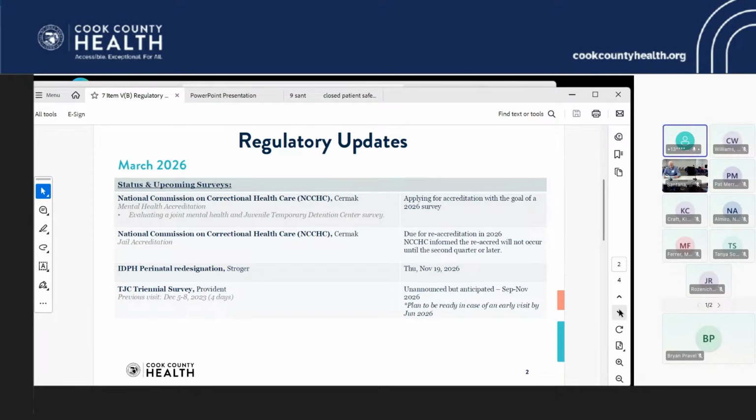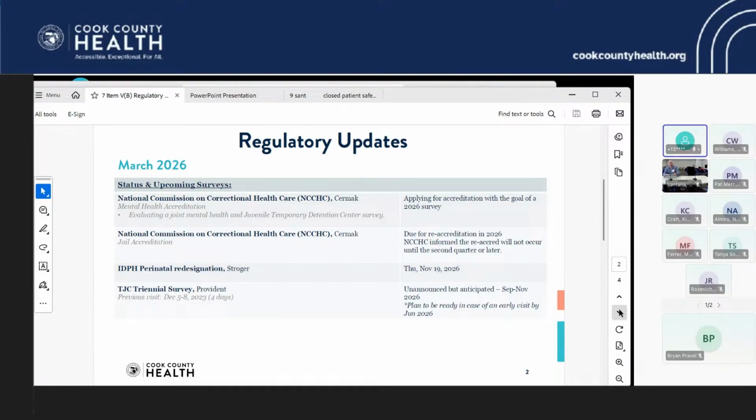We have IDPH perinatal redesignation at Stroger. This is scheduled for Thursday, November 19th. And lastly, we have the Joint Commission Triennial Survey at Providence. The previous visit was over 4 days in December of 2023. It's unannounced, but we're anticipating they may come September to November, with the plan of being prepared by the summer.